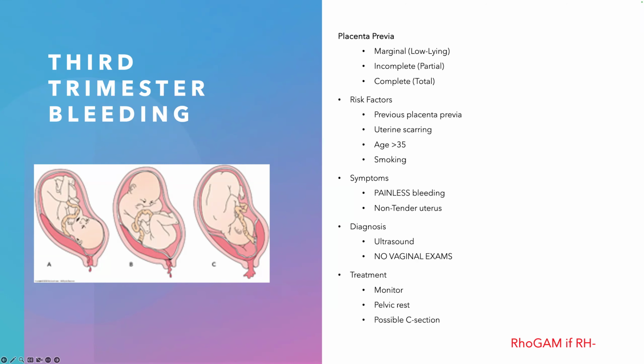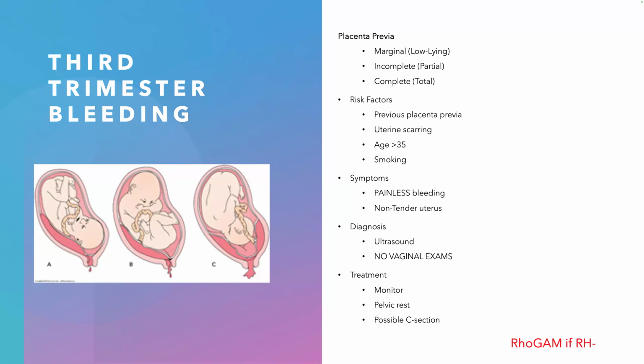Partial is when it partially covers the os. So here you'll see A, low-lying, so it's near it, but it's not covering it. B, you'll see it's partially covering the os, but it's not totally covering the os. And then C is a complete or total previa, when that placenta is just sitting over the os. Typically what's going to happen in these cases is these patients may have painless, bright red bleeding.